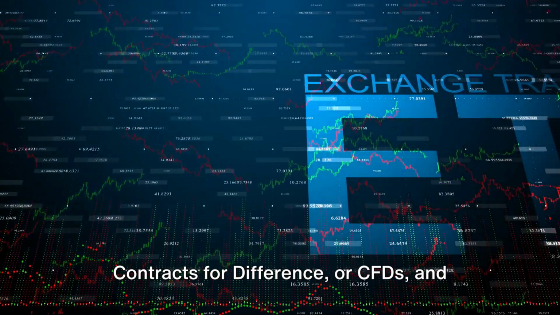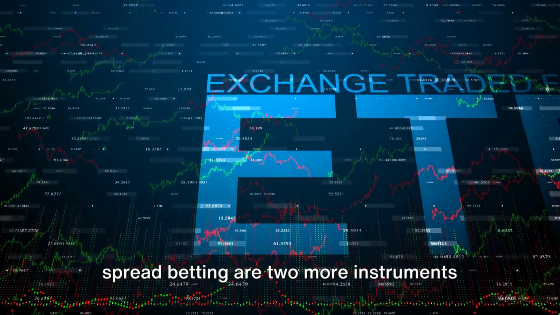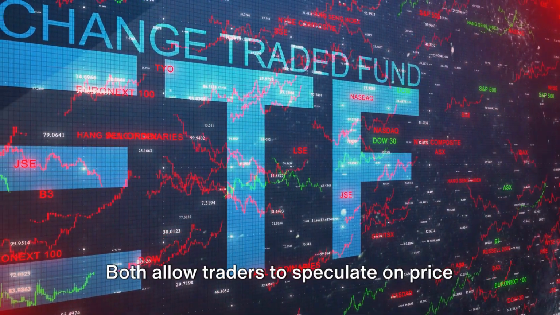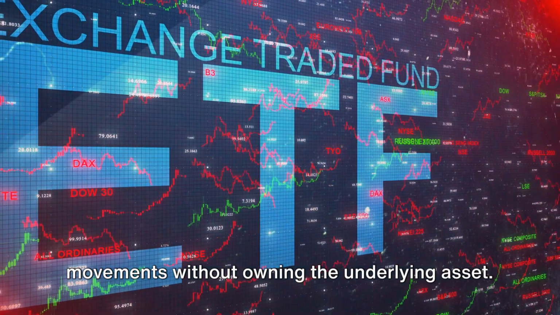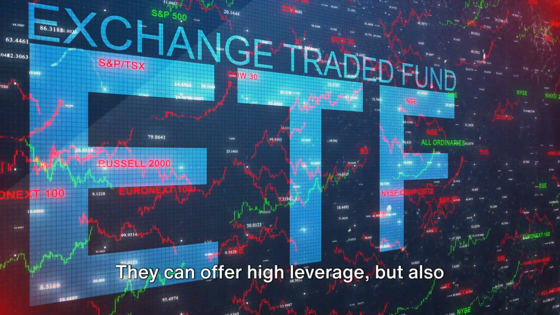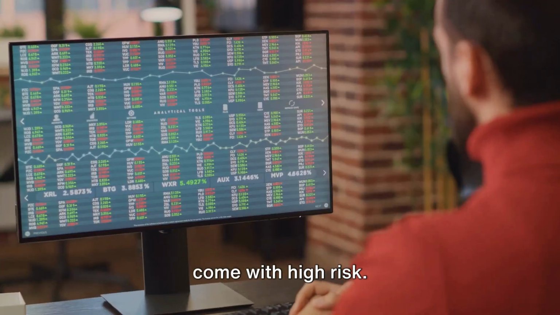Contracts for difference, or CFDs, and spread betting are two more instruments that Forex traders might use. Both allow traders to speculate on price movements without owning the underlying asset. They can offer high leverage, but also come with high risk.